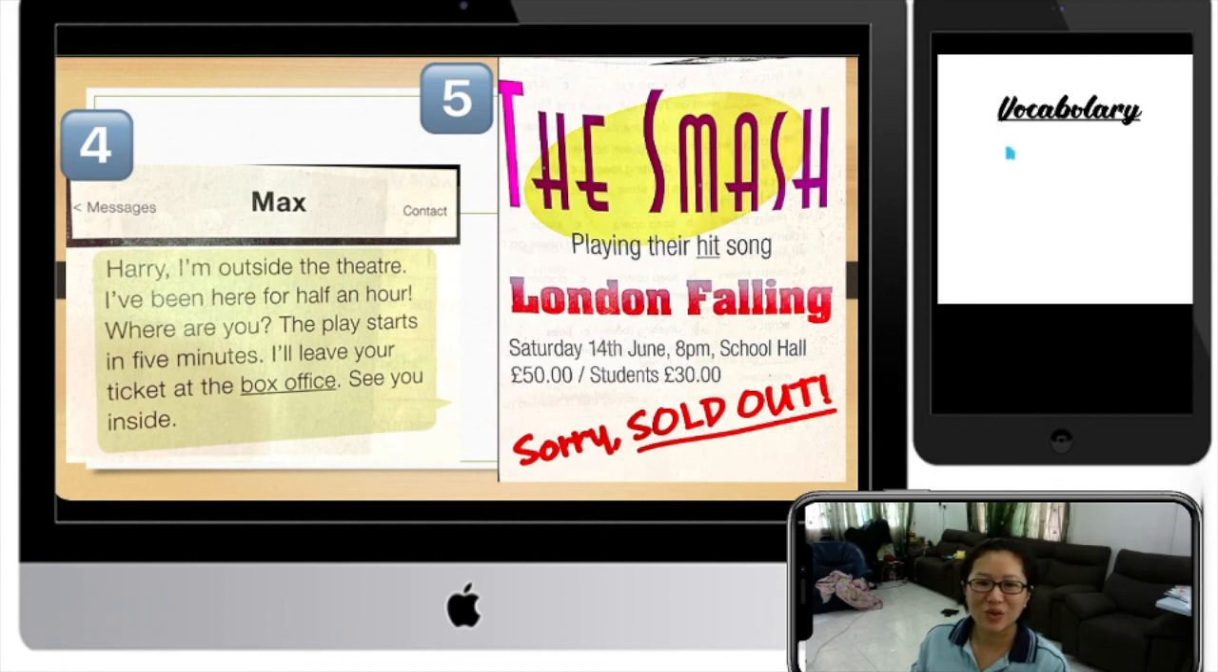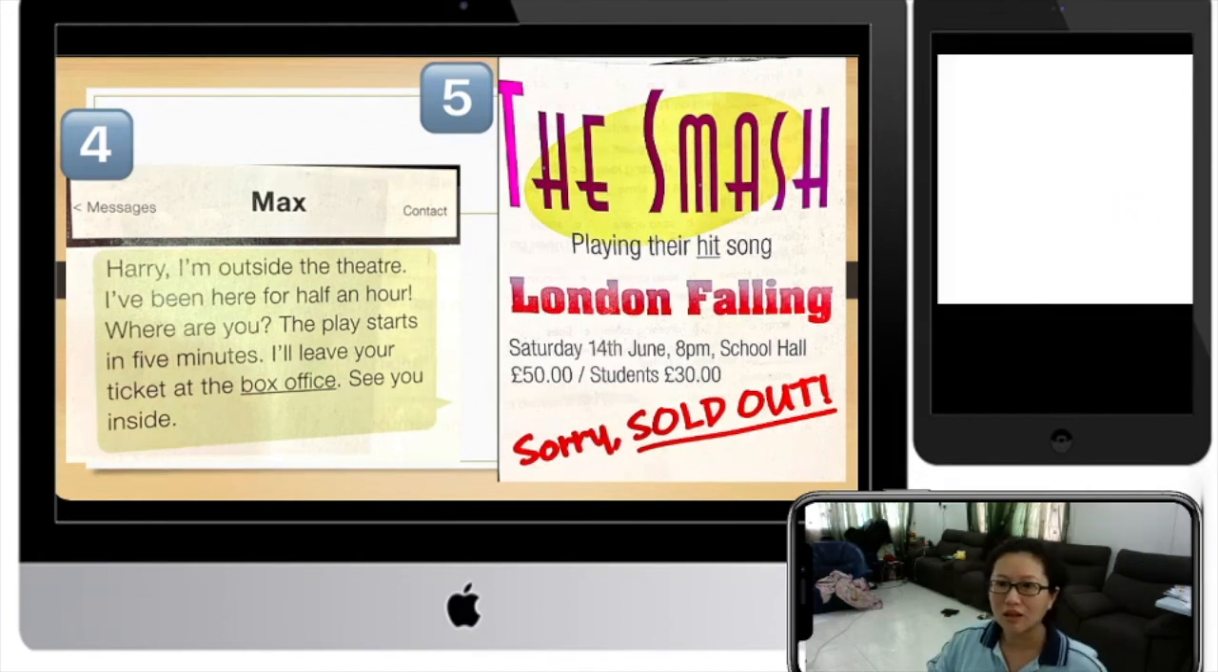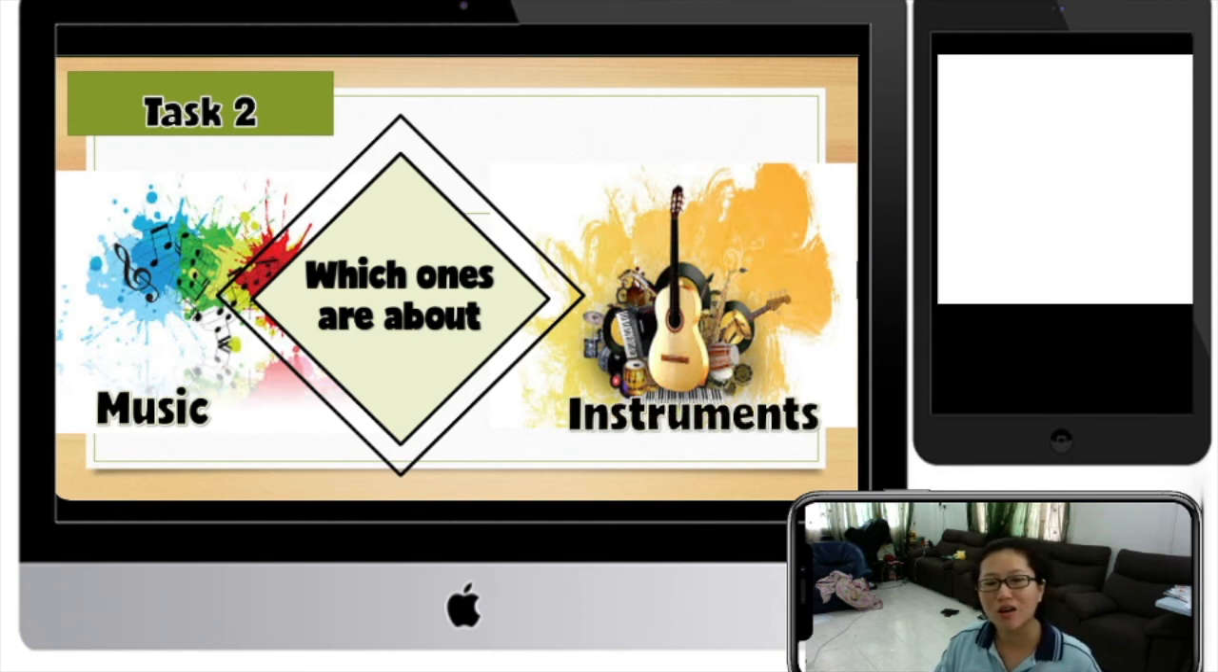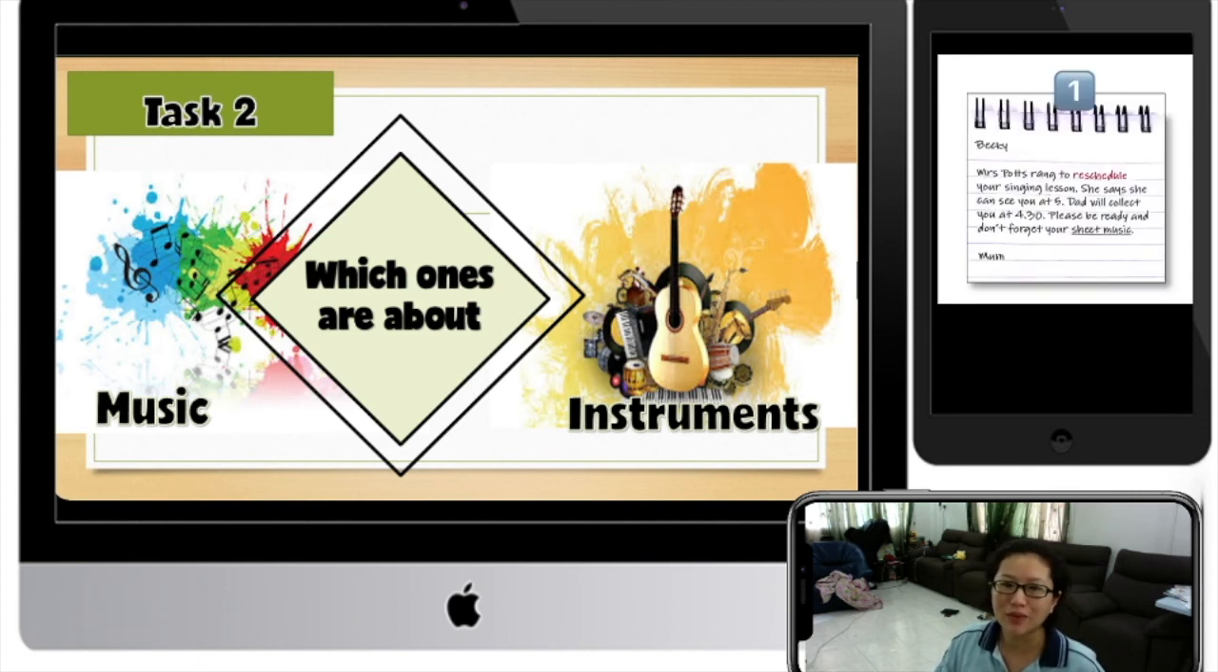Let's look at the vocabulary. Hit song. Hit song means popular song, or in bahasa, lagu terkenal. Now let's look back at what we need to do in task 2. Yes, we need to answer which ones are about music and which ones are about instruments. Let's look back at text number 1. What is it about? Is it about music or instruments?